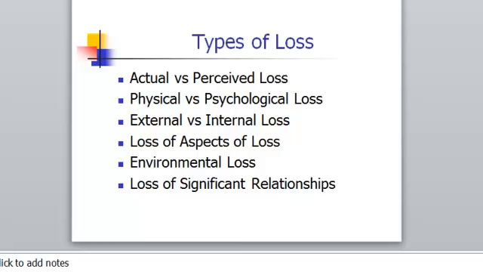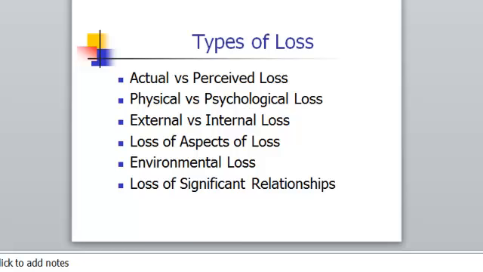In your book, it talks about types of loss. And when you think loss, the big loss everybody thinks of is death. But there's a lot of different kinds of losses. We all have losses as we go through different stages in our life, different developmental stages, different parts of our life. We go through losses. And your book breaks them down into different things.